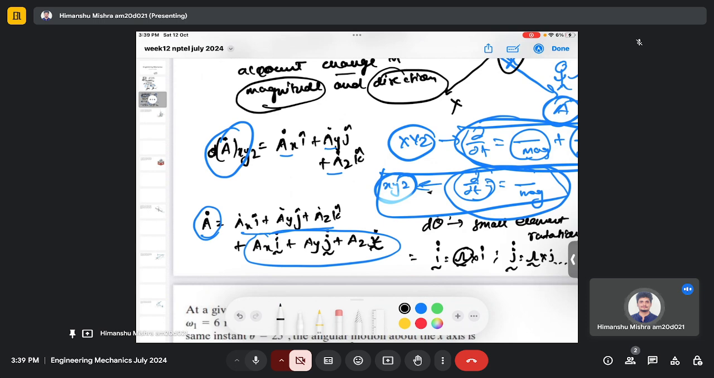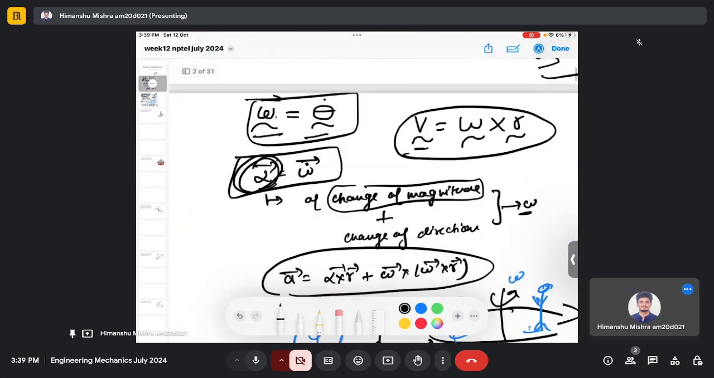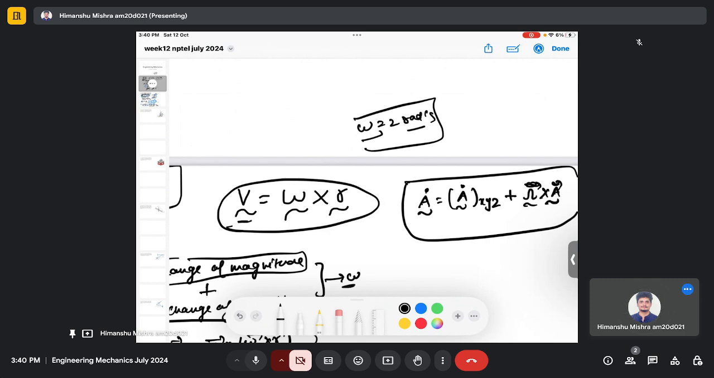Omega is the angular velocity of the frame of reference small xyz. If you use this formula here, then you will have rate of change of vector A equals rate of change of vector A in the moving frame plus omega cross A. I'm using this, so this will be your equation. This is with respect to the fixed frame and this is with respect to the small frame, as I have given here.